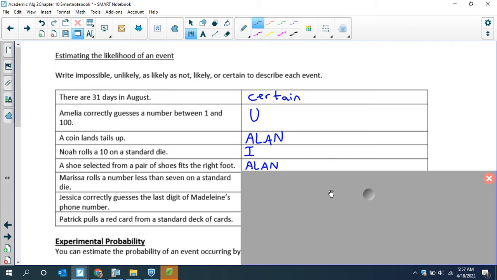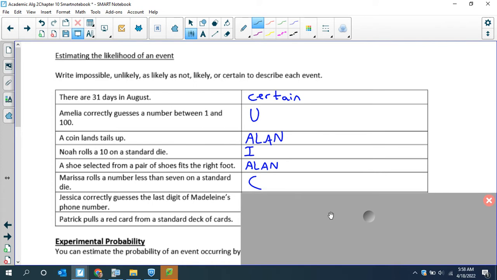Marissa rolls a number less than 7 on a standard die. So a number less than 7 would be 6 or below. So 1, 2, 3, 4, 5, 6, which is all your numbers. So that would be absolutely certain, 100% chance.